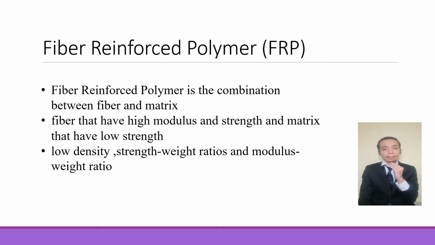FRP is one part of composites. We know that a composite is a combination of two or more materials. Since FRP is under composites, FRP is a combination of fibers and matrix. Examples of fibers are kenaf, flax, jute, hemp, and more. The fibers have a high modulus and strength, and the matrix has a low strength. With this combination, it will improve the mechanical properties of the materials.